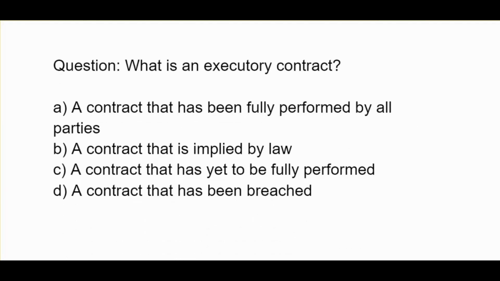What is an executory contract? A, a contract that has been fully performed by all parties. B, a contract that is implied by law. C, a contract that is yet to be fully performed. D, a contract that has been breached.